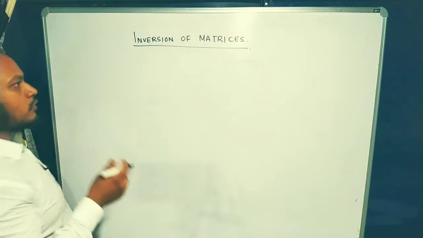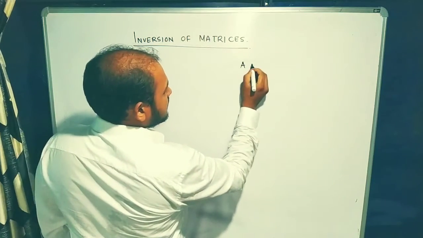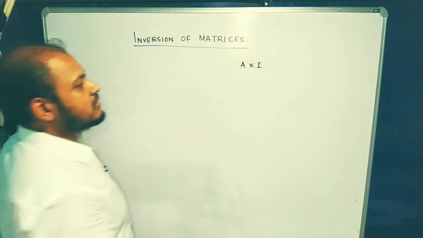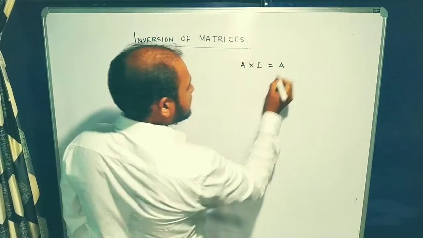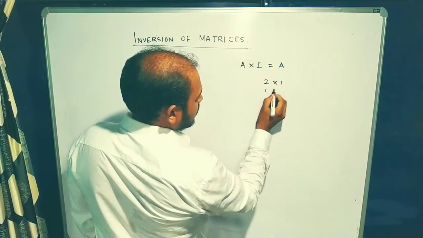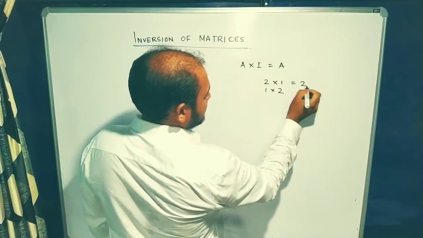But however, we also know that any matrix, when gets multiplied by the identity matrix, it becomes the same matrix. Just in a similar way, any number gets multiplied by 1, or 1 gets multiplied by any number, it becomes the same number too.